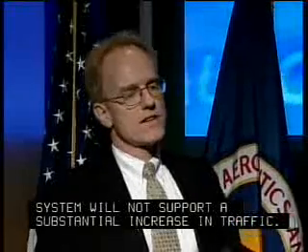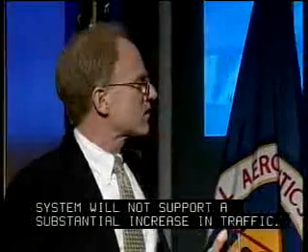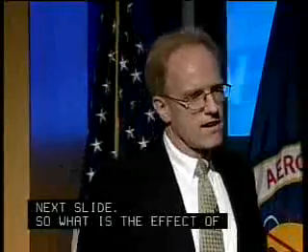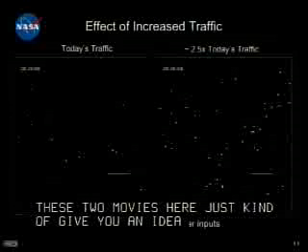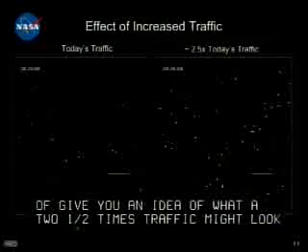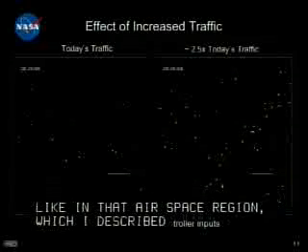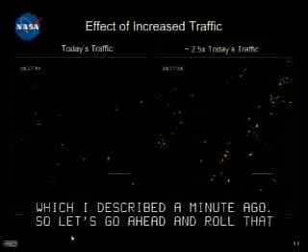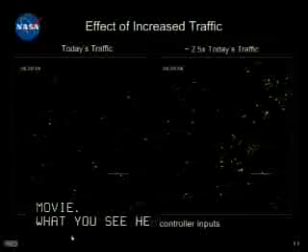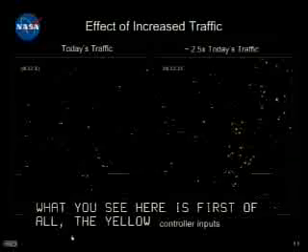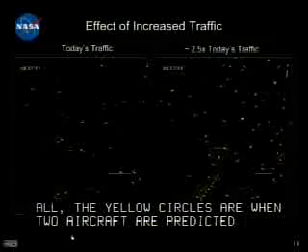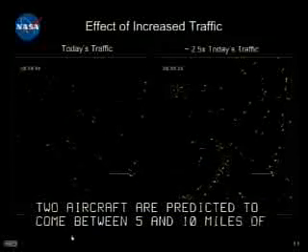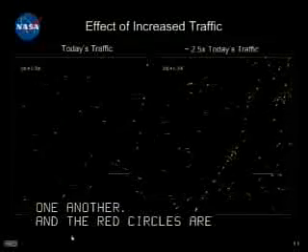Okay, so what is the effect of an increase in traffic? These two movies just give you an idea of what 2.5 times traffic might look like in that airspace region, which I described a minute ago. So let's go ahead and roll that movie. What you see here is, first of all, the yellow circles are when 2 aircraft are predicted to come between 5 and 10 miles of one another. And the red circles are when 2 aircraft are predicted to pass with less than 5 miles.